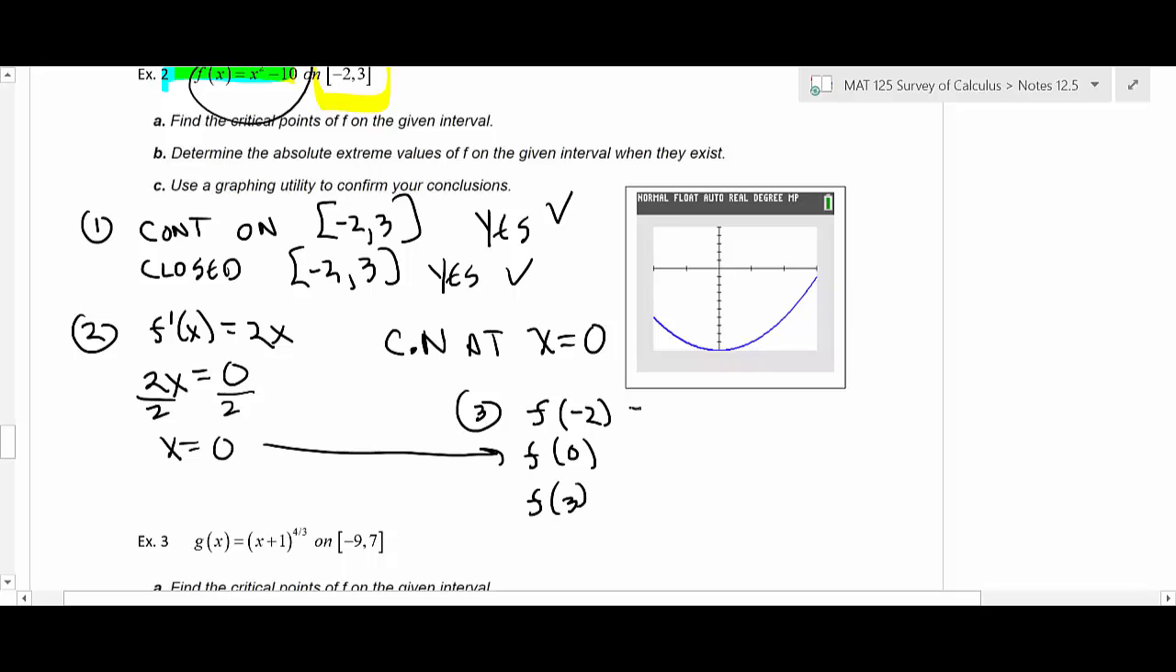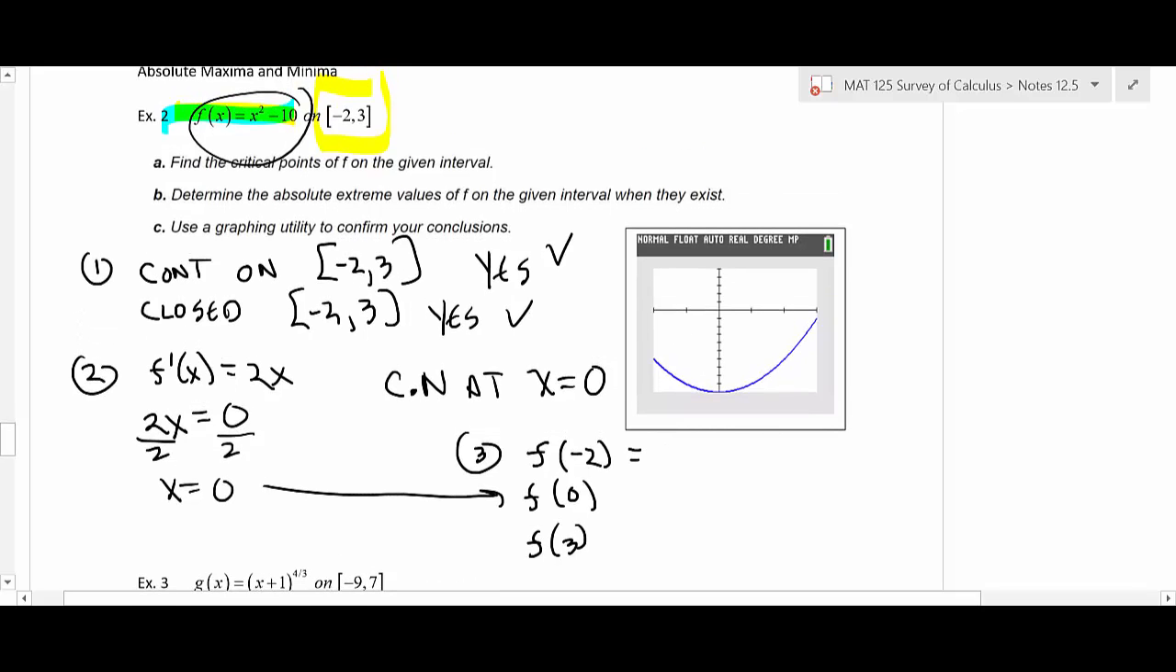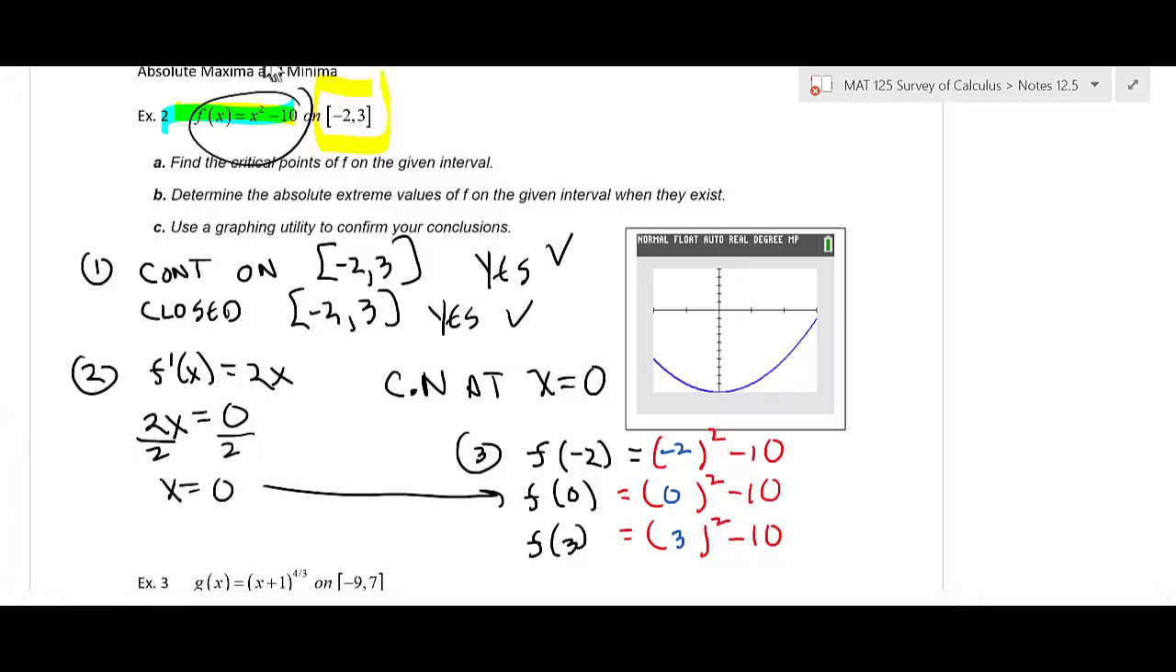So what we're going to do is go back to the function. Don't plug into the derivative. Don't get confused with making sign charts and stuff. We're just going to do x squared minus 10. Again, you want to plug in the endpoints, and you want to plug in the critical number. You will get values, and that will tell us what our absolute min and max are on this problem. So this is going to give 4 minus 10, so that's negative 6.